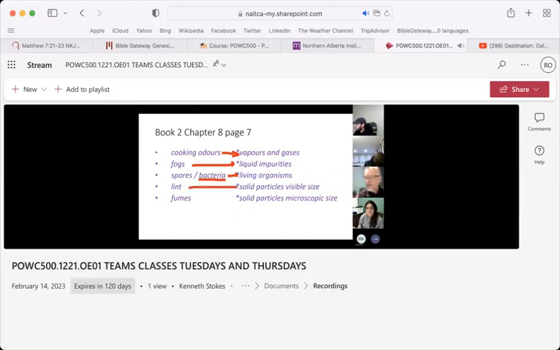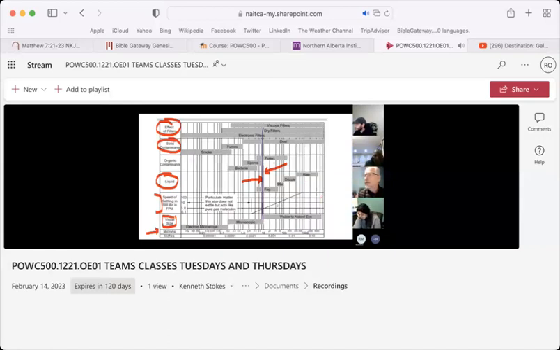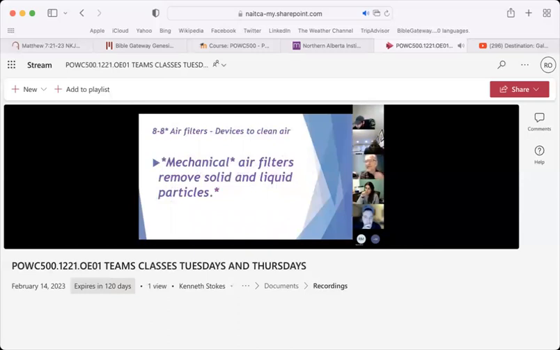Lint is solid particles, and what does this mean? It means we can see them, they're visible size. And then fumes are also solid particles, but a different size. And this has a little bit to do with where that line is. So let's go back. So notice there's visible over here, visible to naked eye. So this is big enough to be seen. And anything on this side is going to be too small to be seen. That's a hint to the answer.